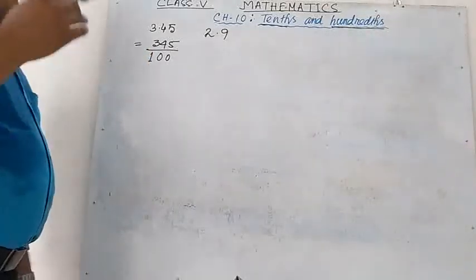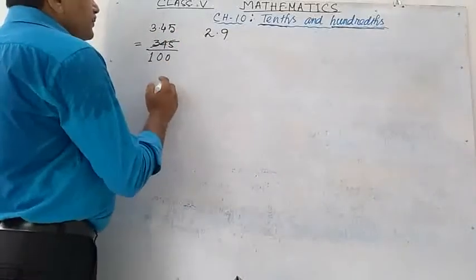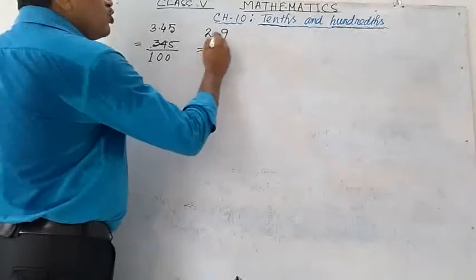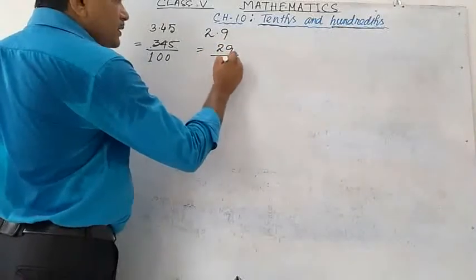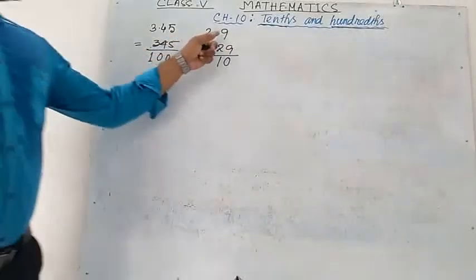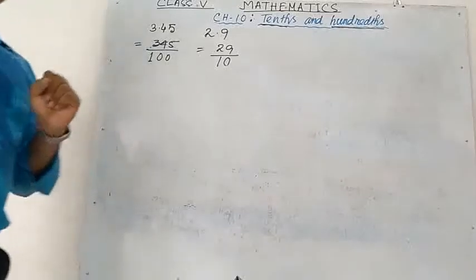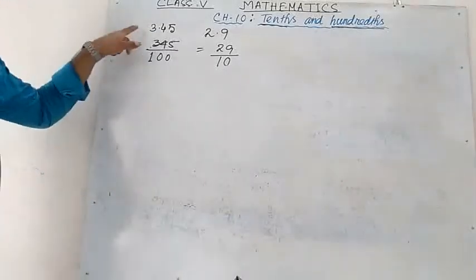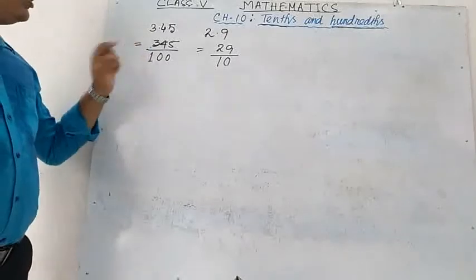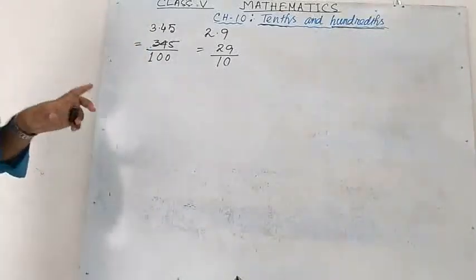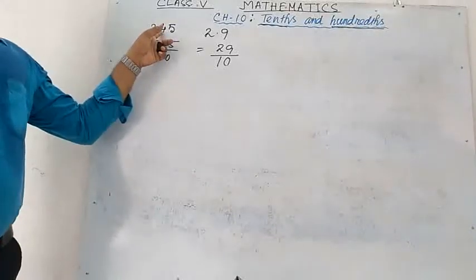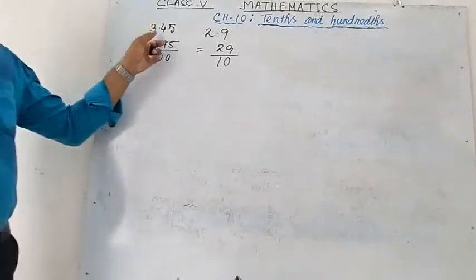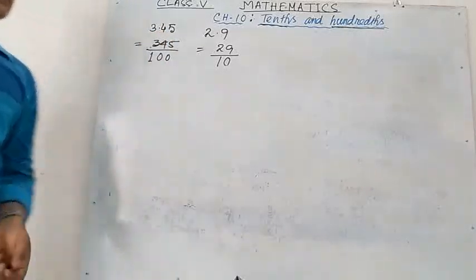Now if you want, you can simplify it, cut by 5, or no need to do, just this one. Similarly 2.9 is 29 by 10. For point it is 1, and there is only 1 digit after the point, so 1 0. So 29 by 10. In this way we can convert a decimal number into a fraction. Just remove the point and write the number without point, divided by, for point it is 1, and write the number of zeros equal to the number of decimal places.